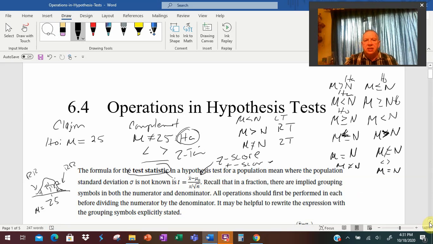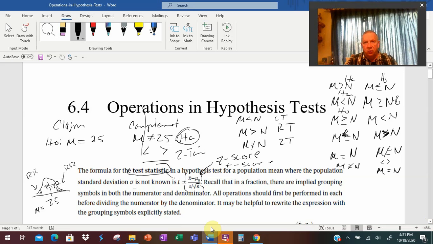So the formula for the test statistic in a hypothesis test for a population mean, where the population standard deviation is not known. If it's known, I'm going to do something a little different: I'm going to do a z-score, and this is going to be the population standard deviation. Recall that a fraction has implied grouping symbols. Do everything in the top, do everything in the bottom, and then divide the bottom into the top. Do all of that first, do all of that second, and then do the division.